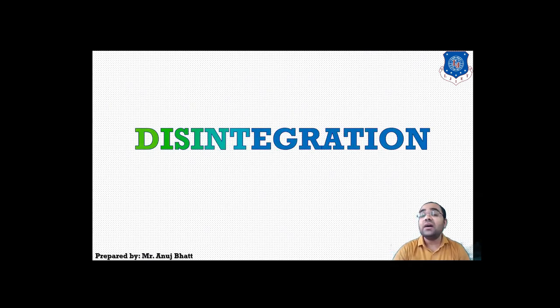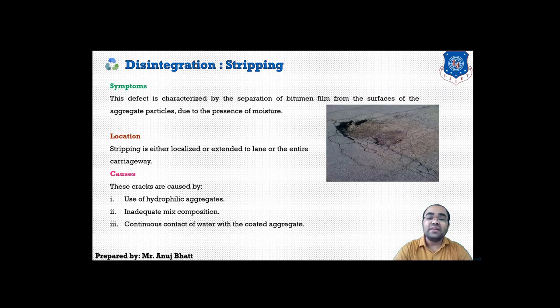So let's start a discussion on the disintegration defects. The first disintegration defect is stripping. This defect is characterized by the separation of the bitumen film from the surface of the aggregate particles due to the presence of moisture. This may lead to loss of the bond between the bitumen and the aggregate. If we talk about the location, stripping is either localized or extended to the lane or the entire carriageway. Here in the figure I have tried to show you what stripping is and how it looks like. Next, the causes.